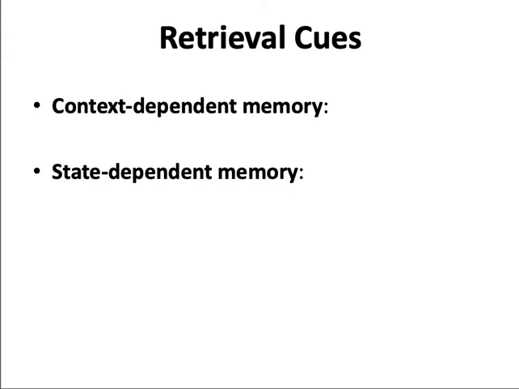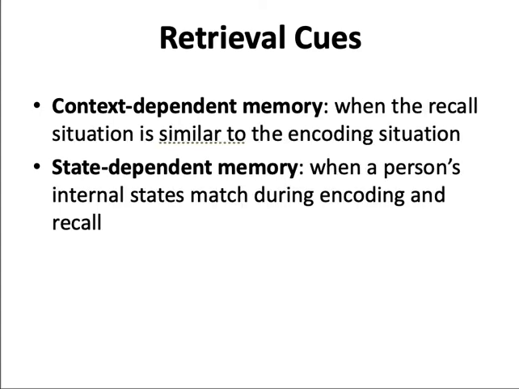Memory can be enhanced by context-dependent memory, when the recall situation is similar to the encoding situation, and state-dependent memory. This is when a person's internal states match during the encoding and recall. Context-dependent memory also references the idea that if you were to sit in a classroom with people in it and study for a test, and then later take that test in that same classroom with the same people in it, or even other people, you would be able to recall the memories of the material more easily because you were in that same context-dependent situation. Same works for state-dependent memory.